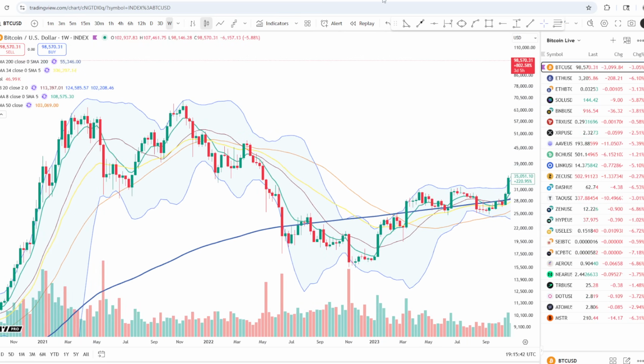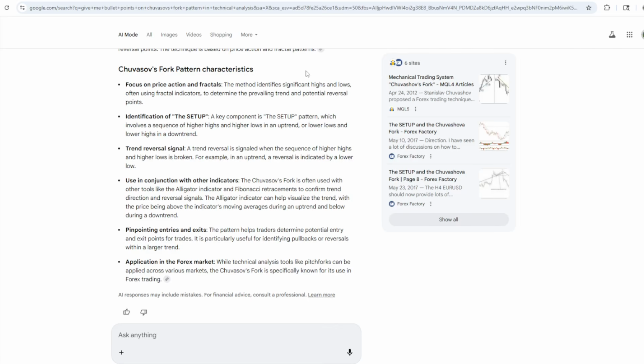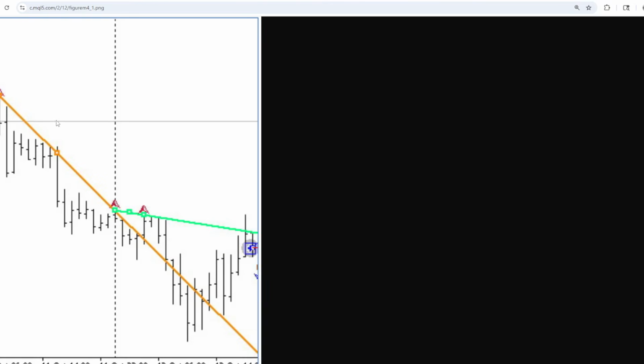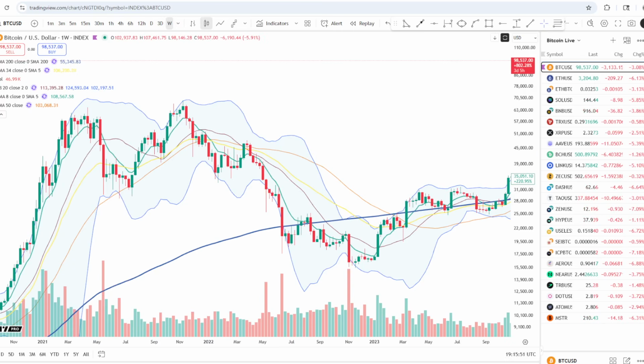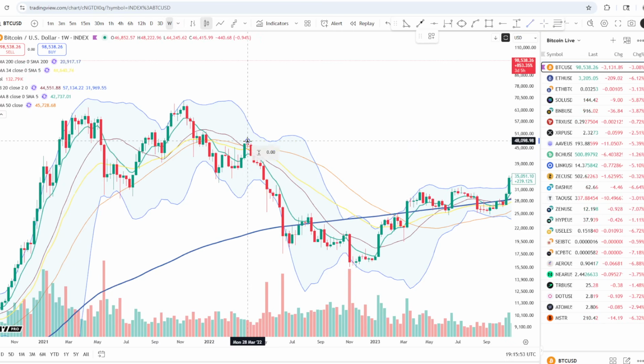Now let's go back to the image right here. That's the AI overview. You can pause and read that. We'll see the image here, the downtrend line, and then the second downtrend line. Let's take the Bitcoin weekly chart, and we take the peak of the move here.